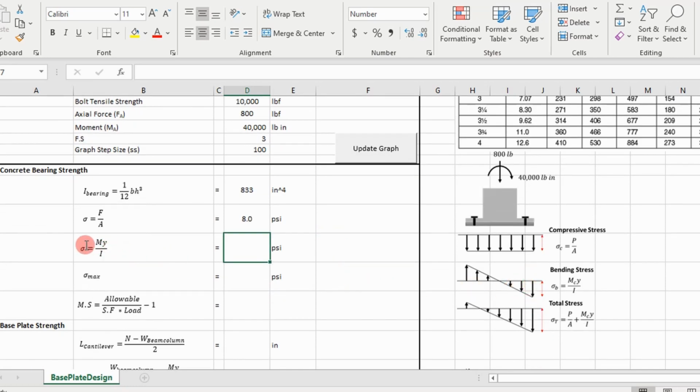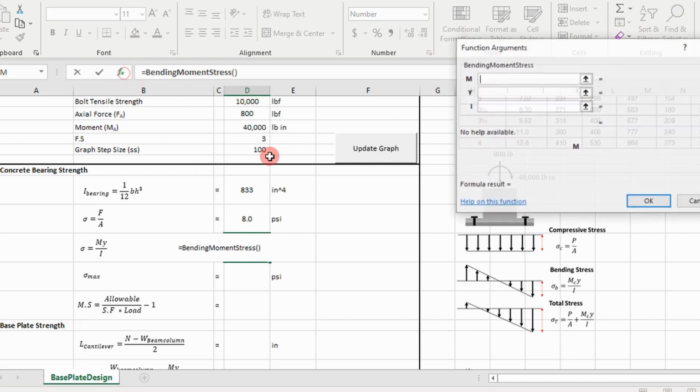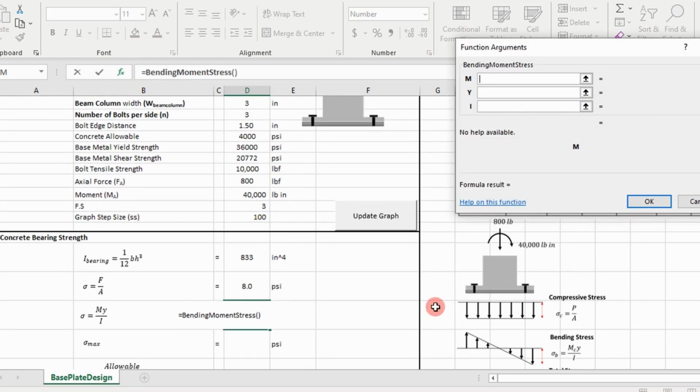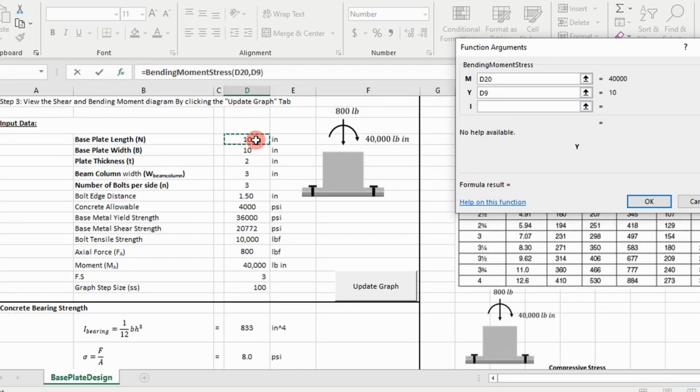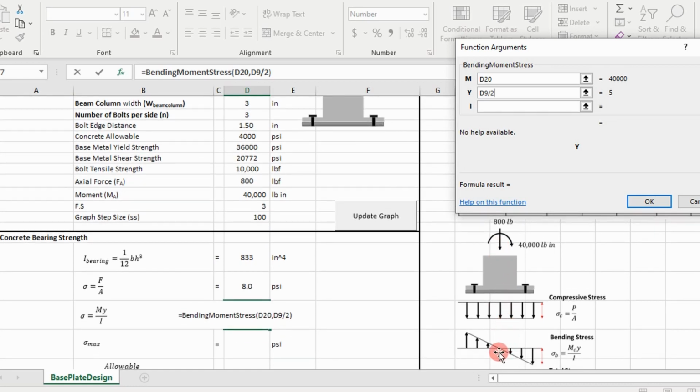Now we need to calculate the bending stress on the outside edge. So we're going to use this equation right here. And we wrote a VBA function for that. Bending moment stress. It's going to take our bending moment acting on that area, which is 40,000 pound-inches. Our y is actually going to be n divided by 2, because our neutral axis is going to be down the middle of this column right here. So we have 0 stress in the middle, and we have our worst case stress at n divided by 2.